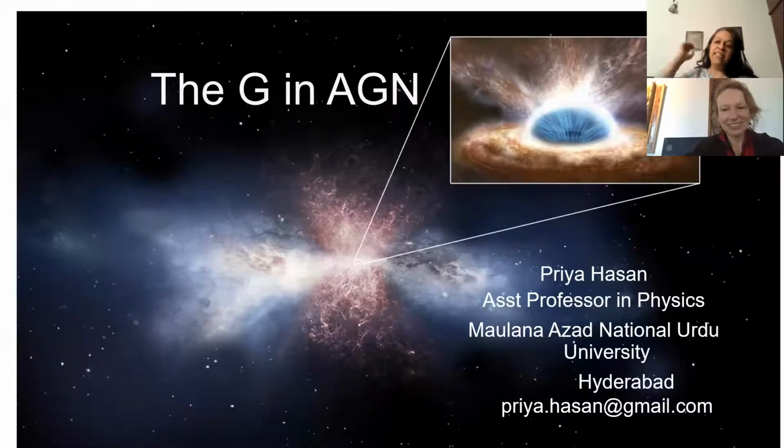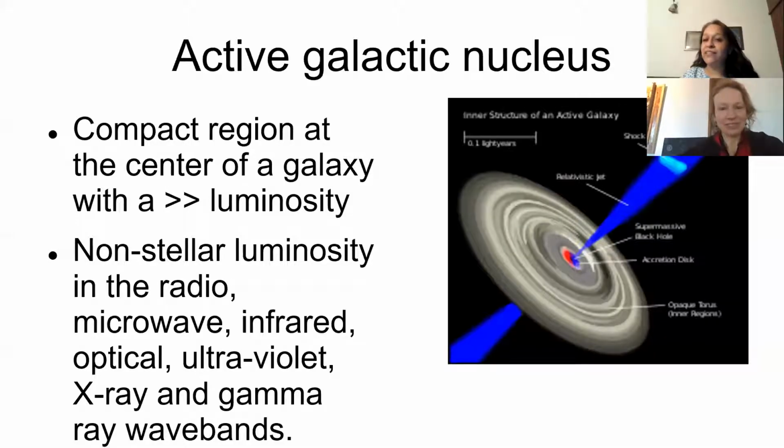So all of you have already studied about AGN, right? AGN are active galactic nuclei. You basically have a compact region sitting at the center of the galaxy, which is very, very bright. It is non-stellar luminosity which is coming from it, which is observable in the radio, microwave, infrared, ultraviolet, gamma ray, and X-ray bands. You can catch it in those, and it's non-stellar emission. That's what's called an active galaxy.